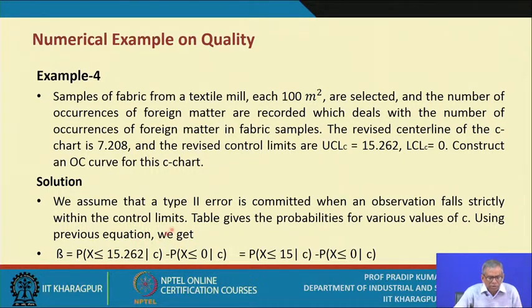So, using the previous equation, we get beta is the probability that x is less than or equal to 15, the upper control limit, given a value of C, minus the probability that x is less than or equal to 0, that means the lower control limit is 0, given a value of C. These corrections we make for integers. So, x is less than or equal to 15, is it okay, and x is less than or equal to 0, right.